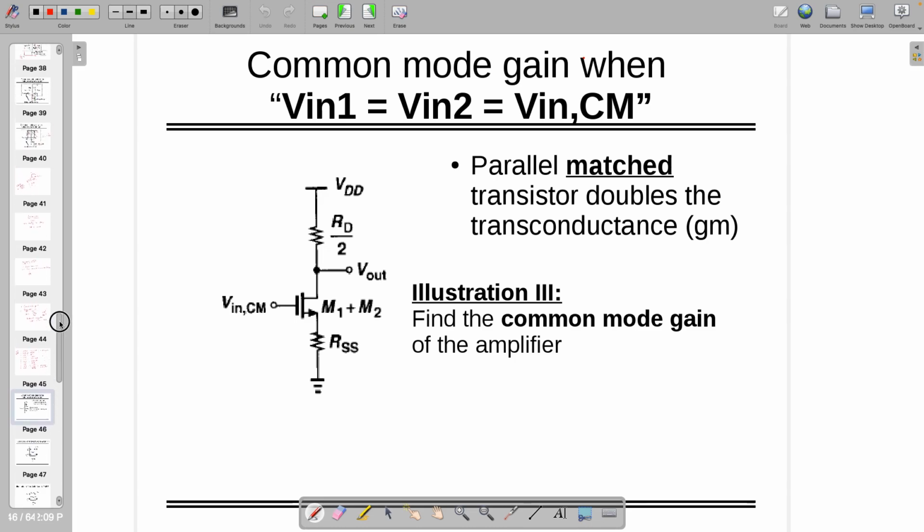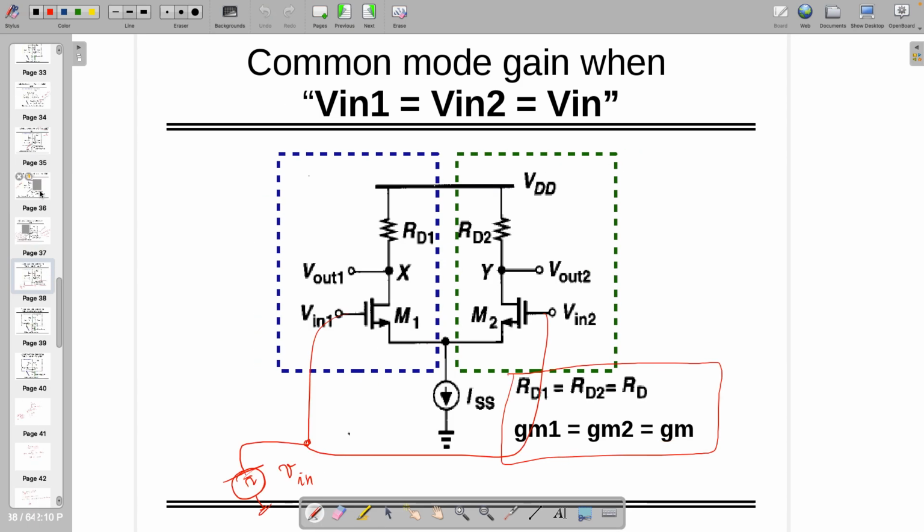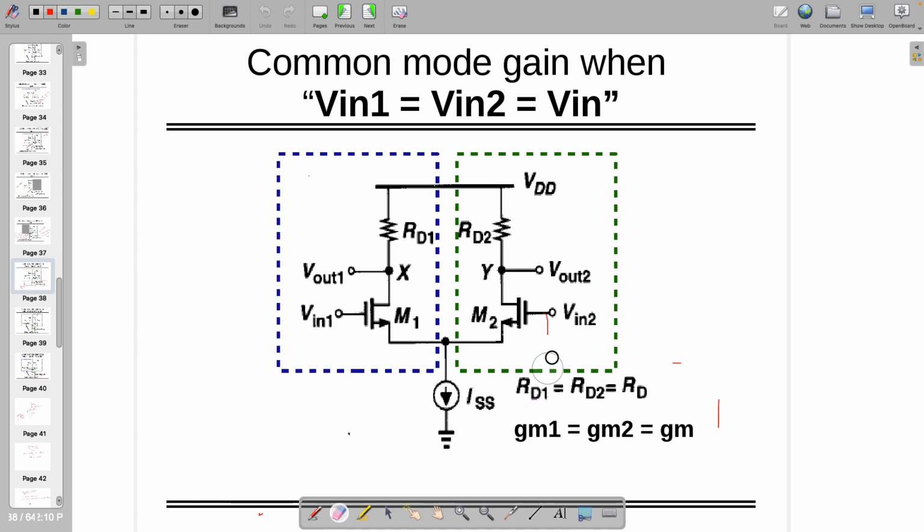So maybe this is the circuit. Very quickly, let me know what is the common mode gain over here. For this circuit, what is the common mode gain? Okay, let's go this way. What is the common mode gain over here?